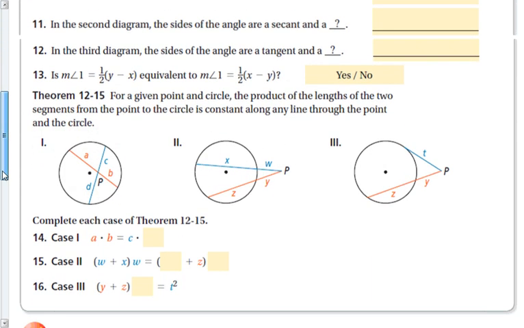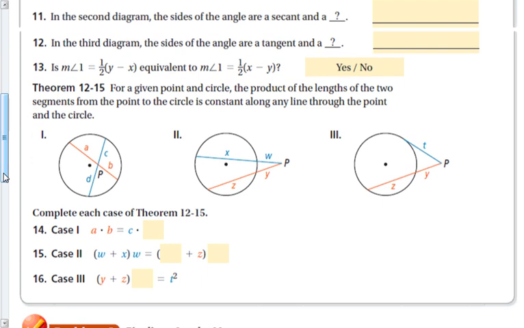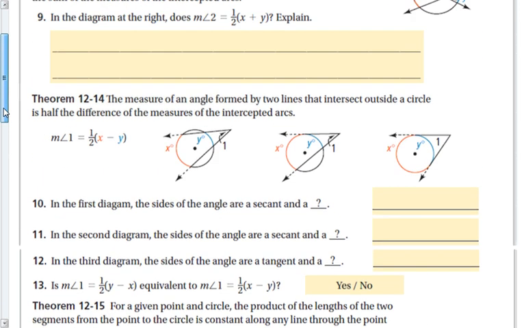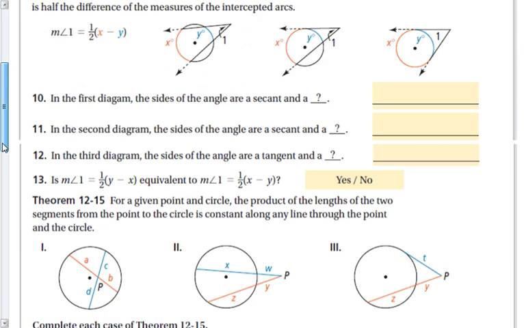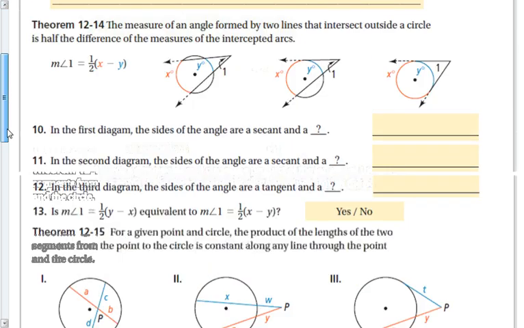And then 12.15, for a given point in a circle, the product of the lengths of the two segments from a point to the circle is constant along any line to the point in the circle. So basically the product of those distances from that point to the circle is constant. Go ahead and try doing 9 through 16, and I'll check back with you.